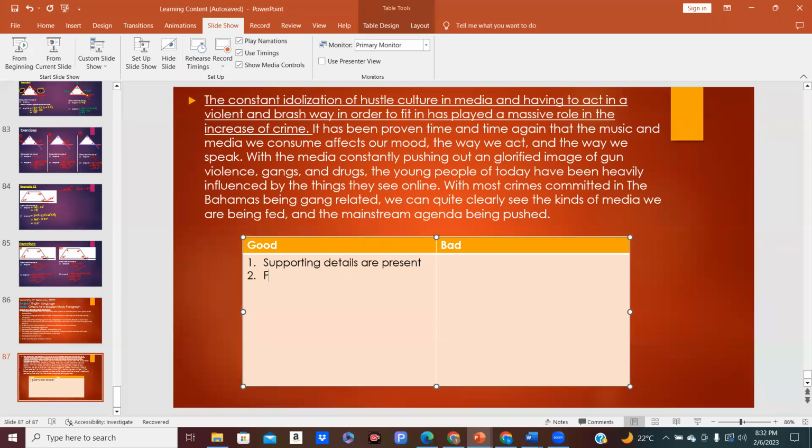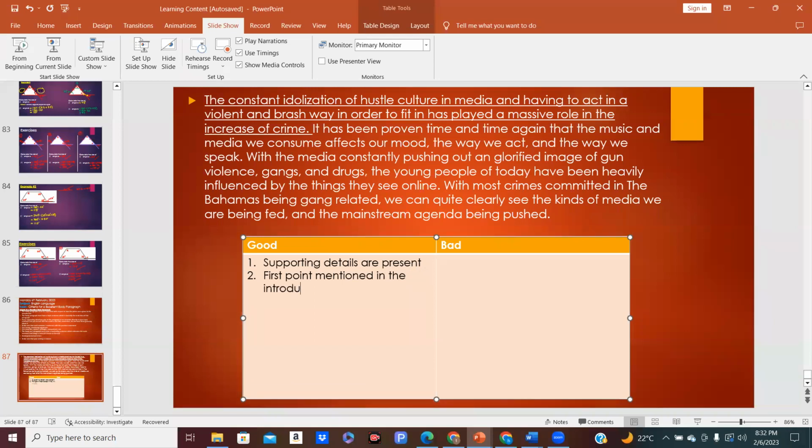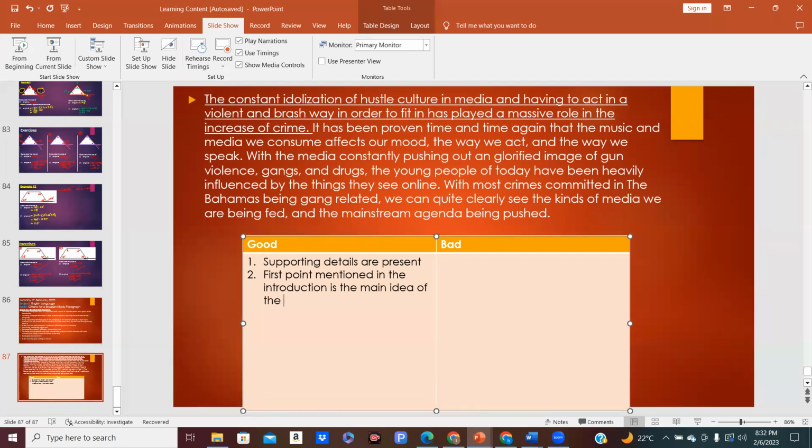So first point, write this down for me, please. The first point mentioned in the introduction is the main idea of the first body paragraph. That's accurate. She should have done that and she did it. Very good. What else is good?